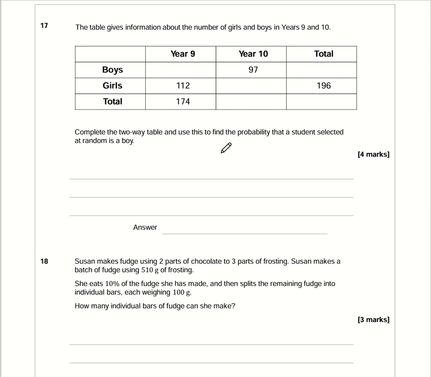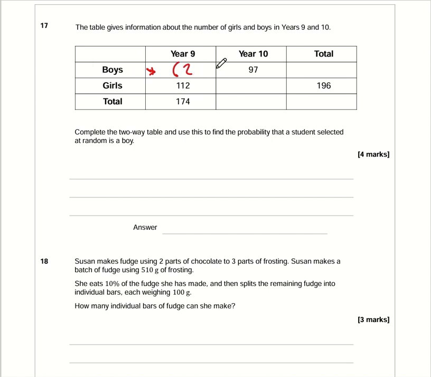All we need to remember for a two-way table is that this number here is these two boxes added together. This total here is these two added together. The totals here are the addition of year 9 plus year 10. And this bottom box here is the subtotals added together both vertically and horizontally. So we're looking for one row or column where we've only got one value missing, so this would be the perfect starting point. We know in year 9 there are 174 pupils. If 112 are girls, the rest are boys, so that's 174 minus 112, which is 62.